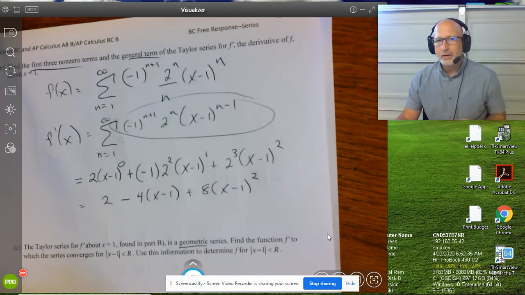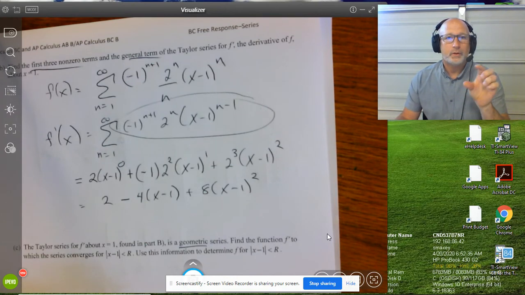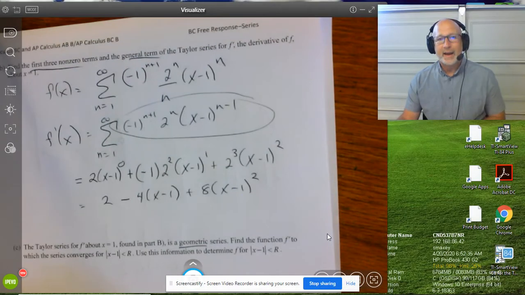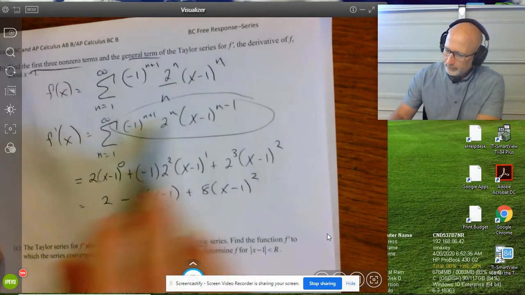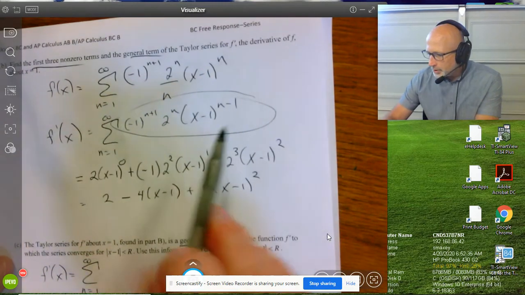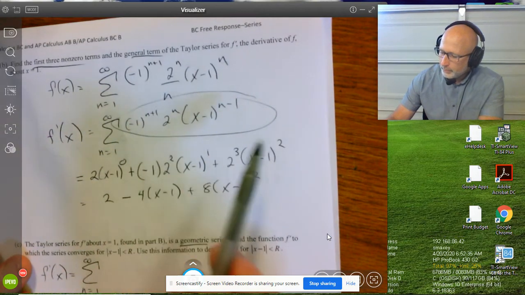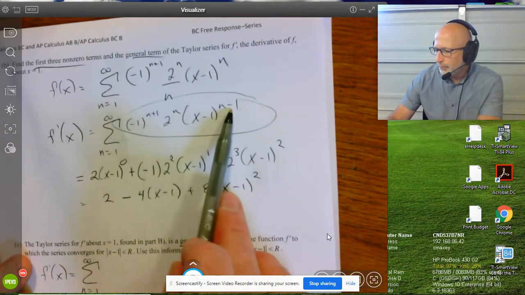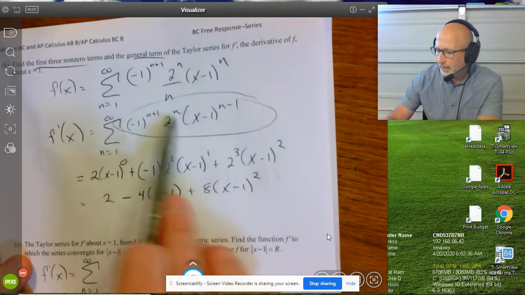A geometric series is where you have some sort of ratio. If that ratio is less than 1, then it's going to converge. If it's greater than 1, it's going to diverge. So let's clean this up a little bit. f prime of x is equal to the summation as n goes from 1 to infinity. Now I'm going to try and get all these in the same term. You notice the lowest one is n minus 1, so I'm going to change all of these to n minus 1.